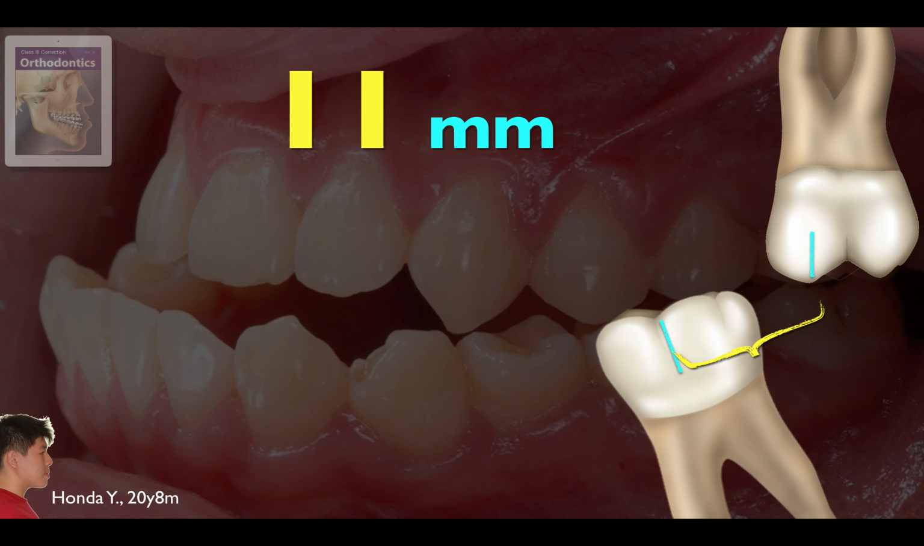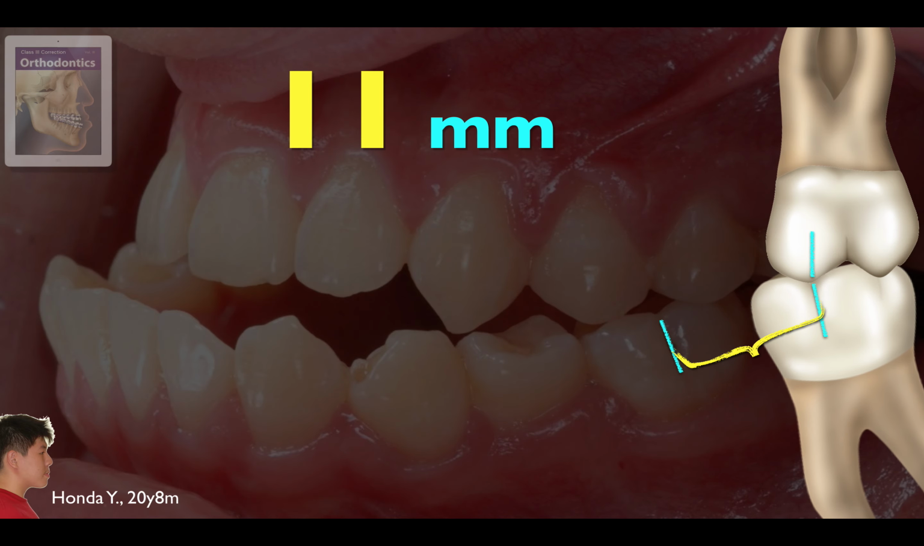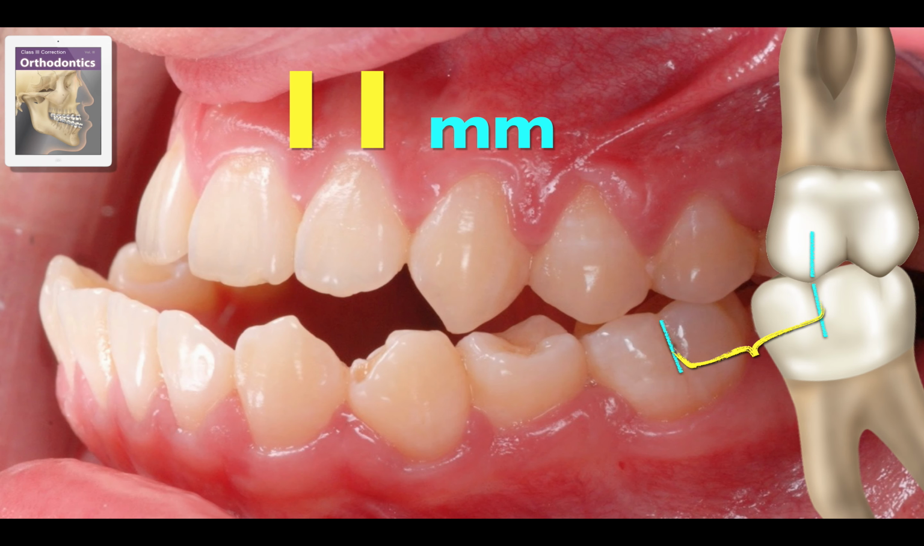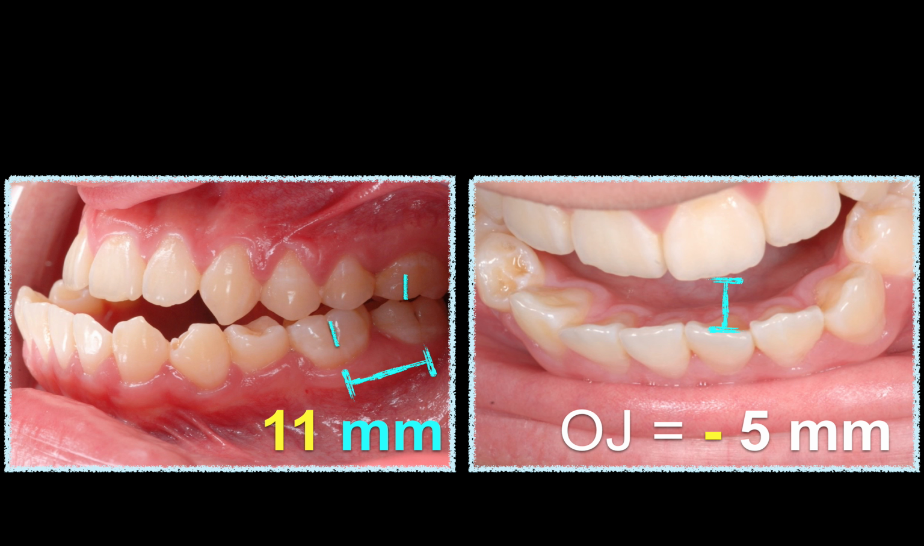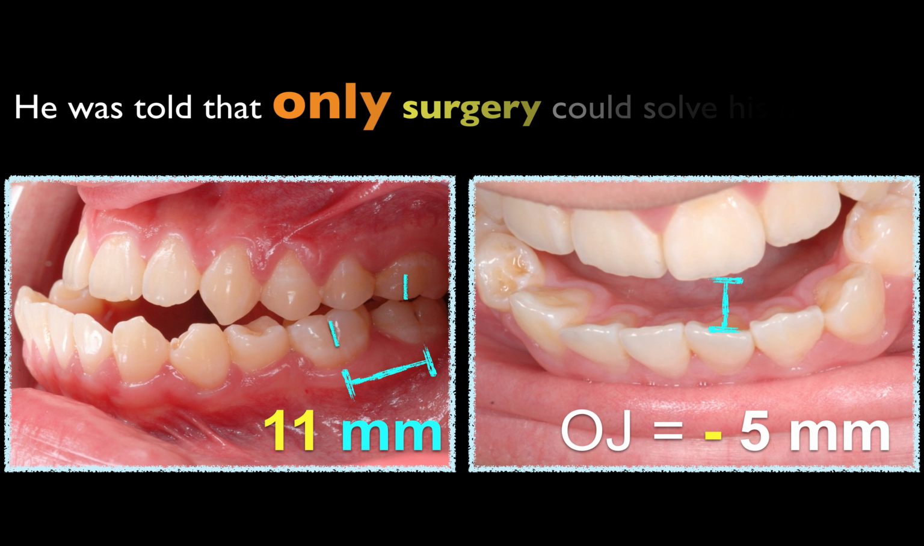And if the patient refuses to have surgery, what would you do? We use this buccal shear screw to bring the whole dentition backward. And think about it. 11 millimeter buccal discrepancy with 5 millimeter negative overjet. How can we do it without surgery? It's got to be very difficult to solve. And he was told that only surgery could solve his problem.